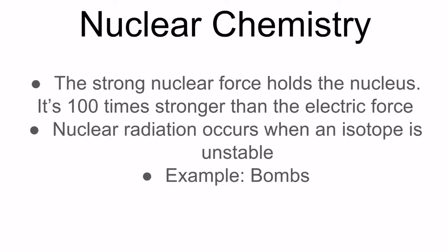Nuclear chemistry. The strong nuclear force holds the nucleus. It is 100 times stronger than the electric force. Nuclear radiation occurs when an isotope is unstable. An example of nuclear chemistry is making a bomb.